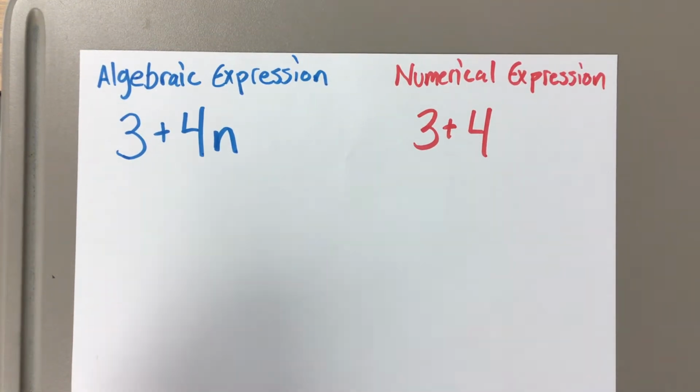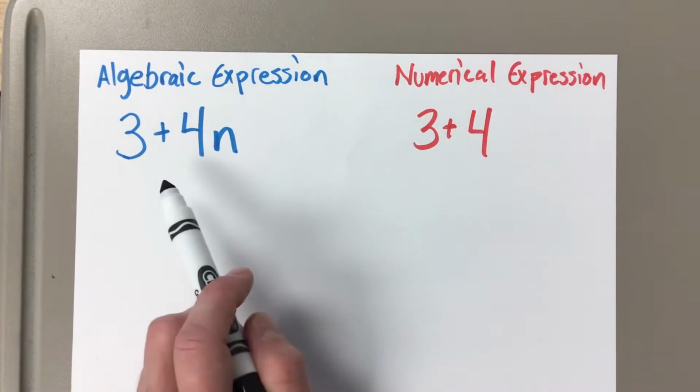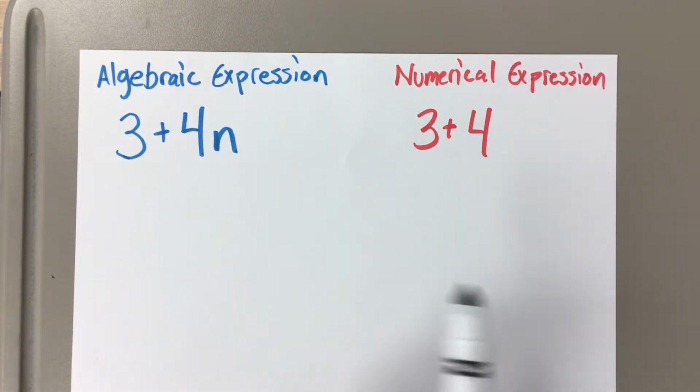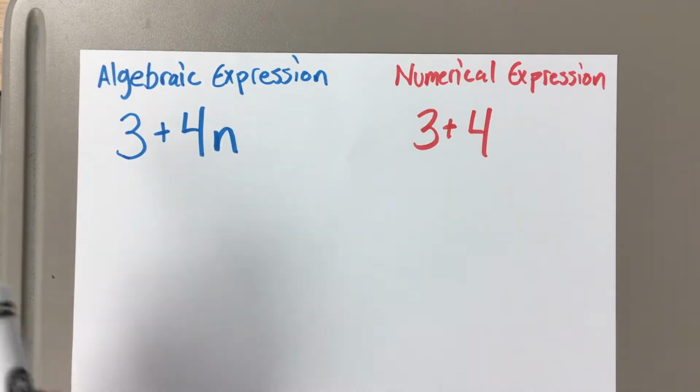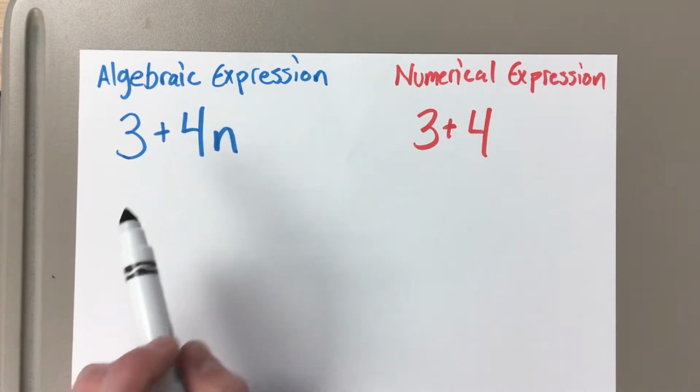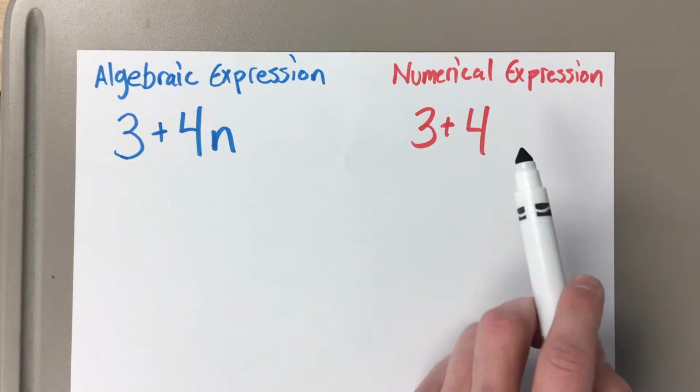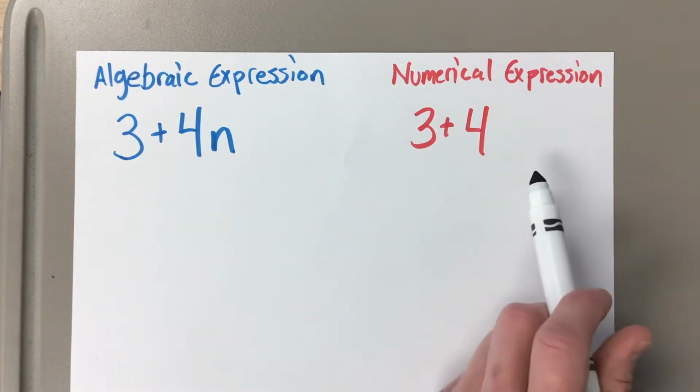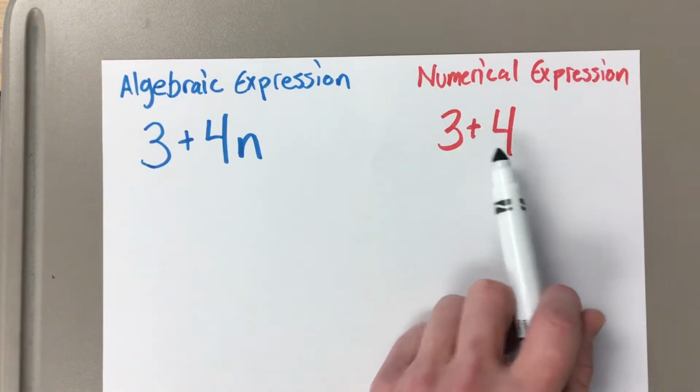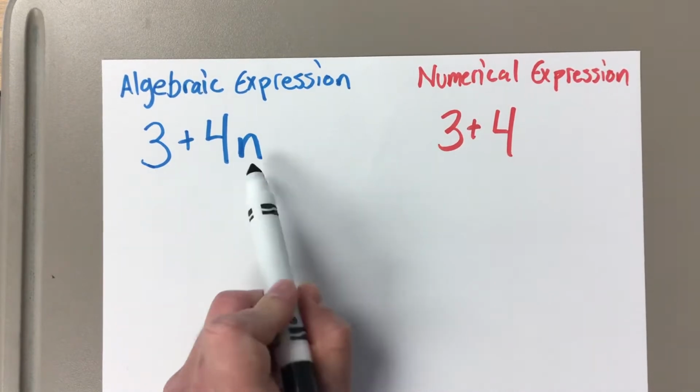Today we are going to be covering algebraic expressions. I wrote out two different expressions, and as you can tell, there's a little bit of a difference between the two. Here in my algebraic expression, I have an n, whereas in my numerical expression, I do not have that n. I only have 3 plus 4. The difference is that variable.